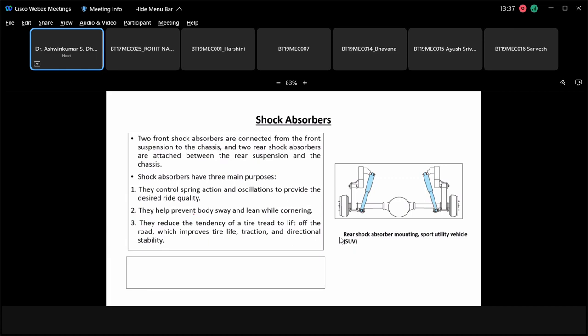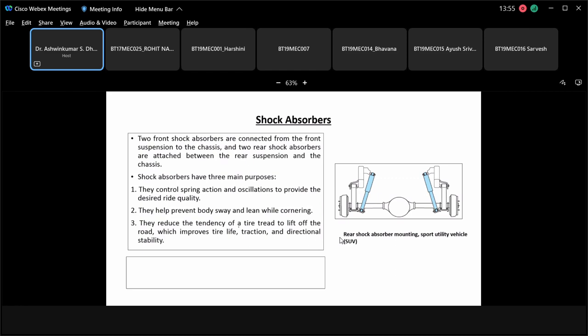That means whenever you take a turn, a swaying couple is generated. The swaying couple is generated because of the friction and because of the centrifugal force. They act in the opposite direction. So the swaying couple will try to topple the vehicle, and that is controlled by the shock absorber.